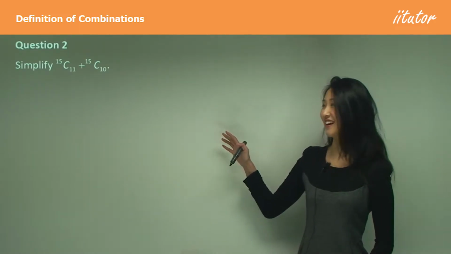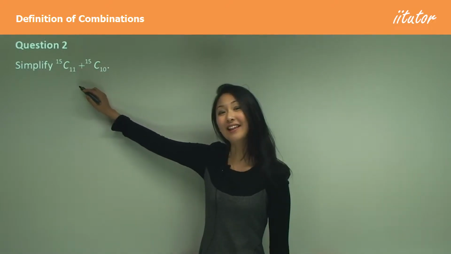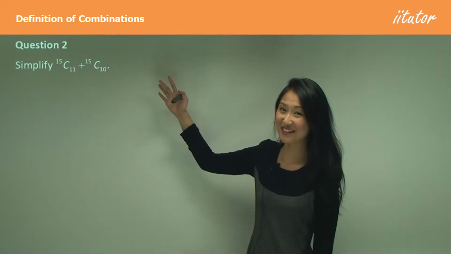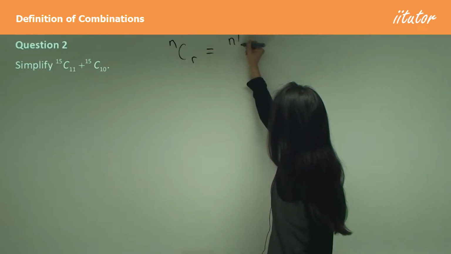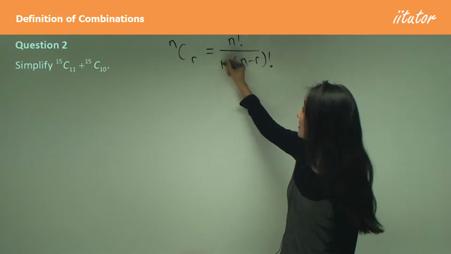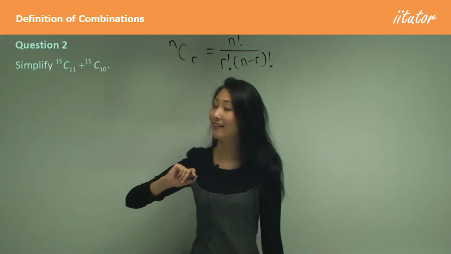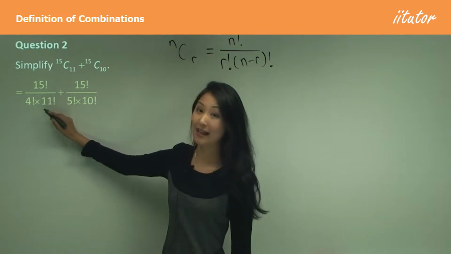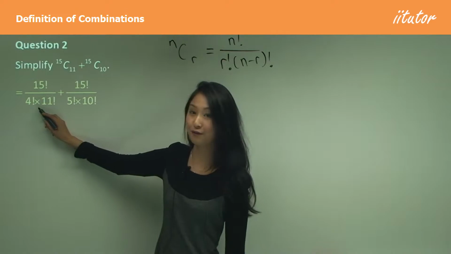So let's do question 2 now. Here we want to simplify 15C11 plus 15C10. I'll write up the equation for you here again because I'm feeling very nice today. So we have n factorial divided by n minus r factorial, and remember, just an extra r factorial for your combination. So for 15C11, we're going to have 15 factorial divided by 11 factorial multiplied by 15 minus 11, which is your 4 factorial here.